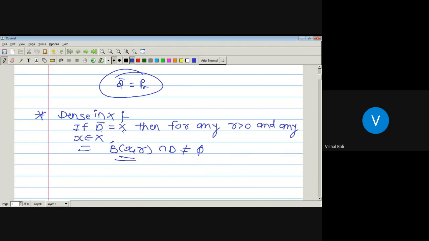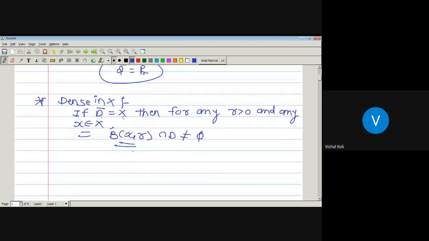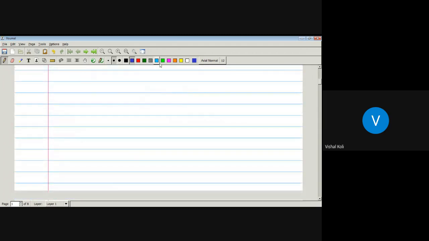Now, depending on this definition, there is one theorem, which is the Casorati-Weierstrass theorem. Let us see the statement first.